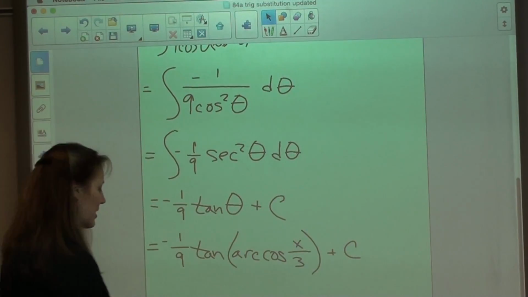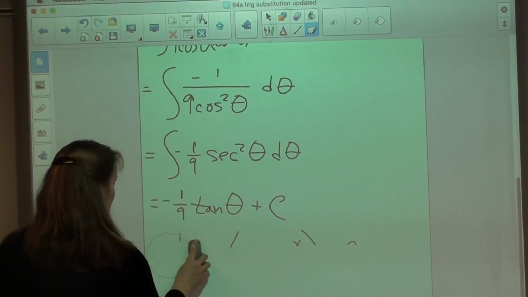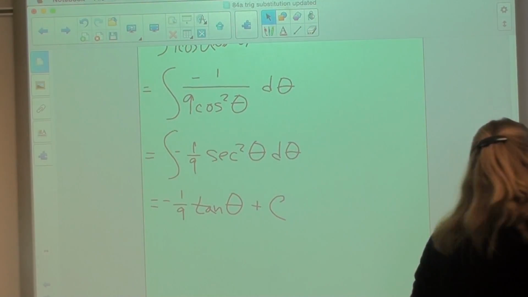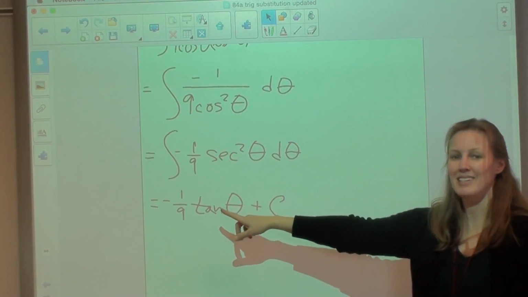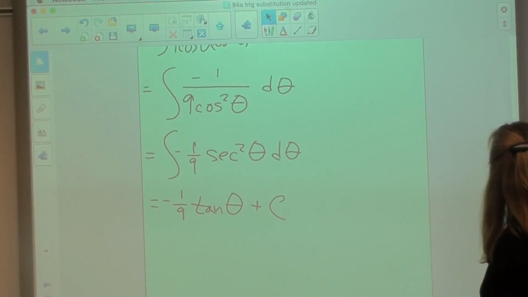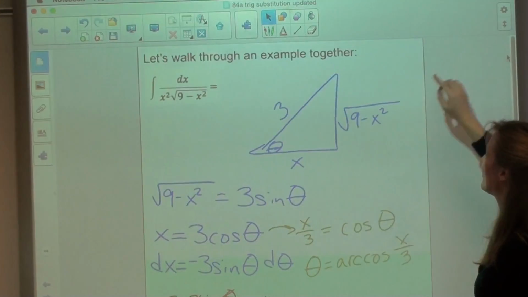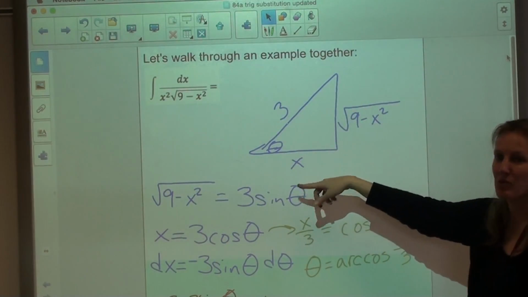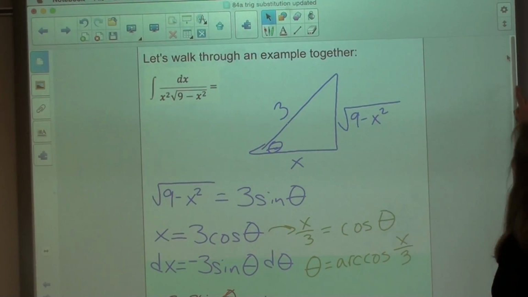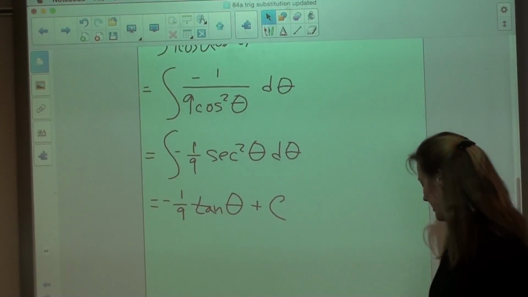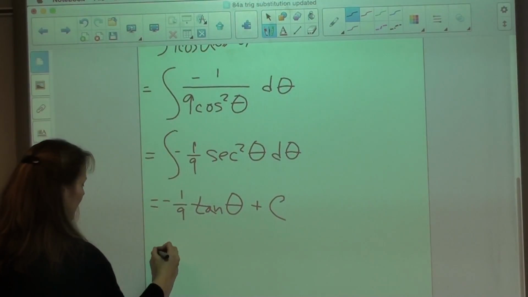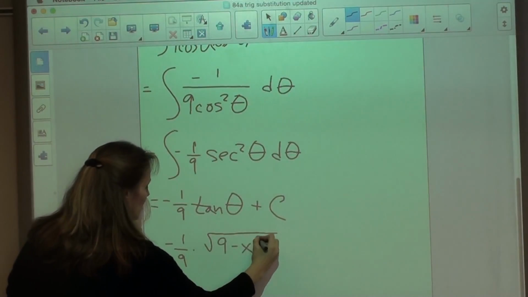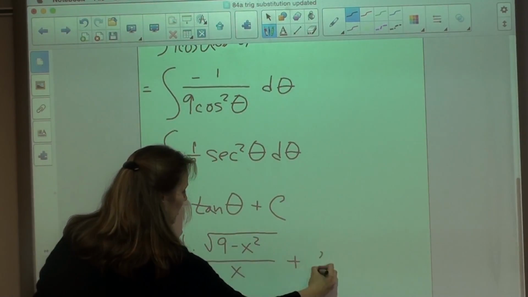I'm thinking back to my first method when we had to do this at the end because we had never drawn a triangle. We did our triangle at the end. We already have a triangle. You're absolutely right. So, we have our triangle. See, this is why this is new. So, tan theta. Look at our triangle. What is the tangent of theta? It's just opposite over adjacent. So, it's root 9 minus x squared over x. This is so much easier. Equals negative 1/9 times square root 9 minus x squared over x plus c.